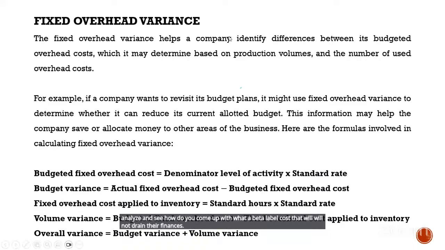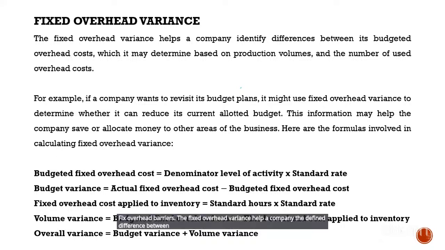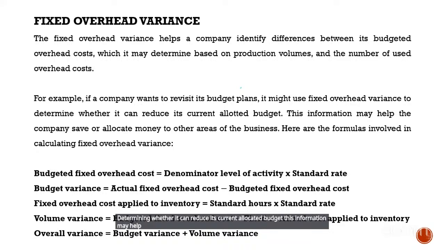Now we have fixed overhead variance. The fixed overhead variance helps a company identify the difference between its budgeted overhead costs, which it may determine based on production volume, and the actual overhead costs used. For example, if the company wants to revisit its budget plan, it might use fixed overhead variance to determine whether it can reduce its current allocated budget.